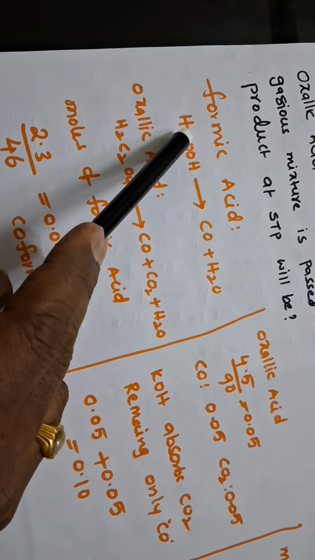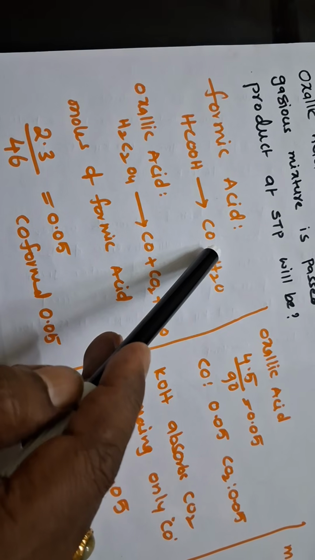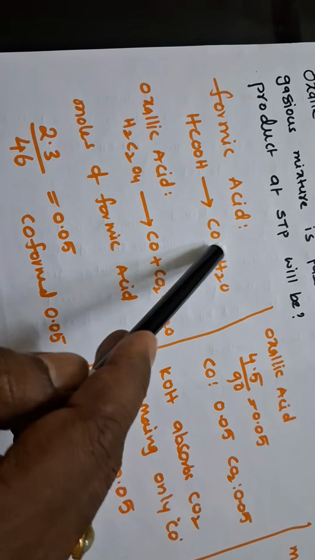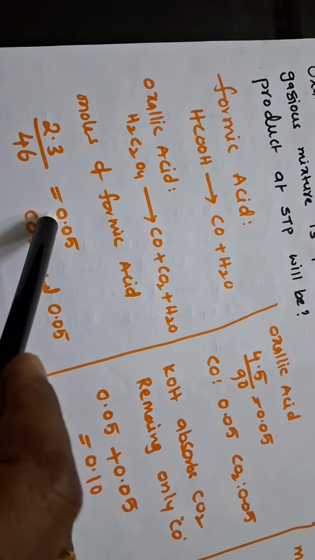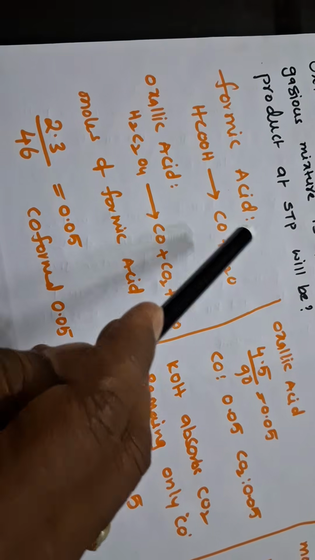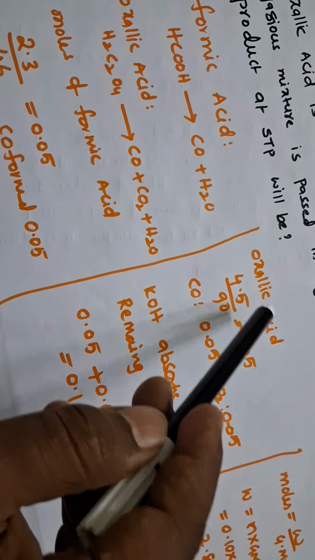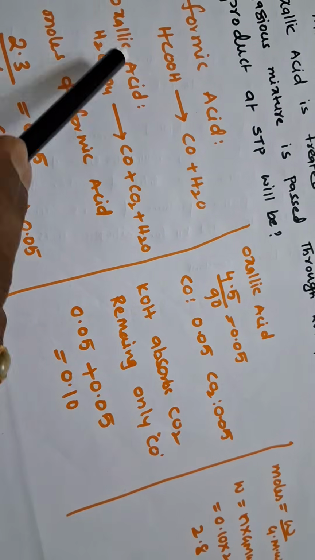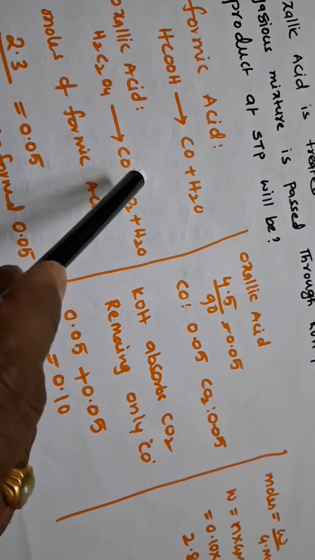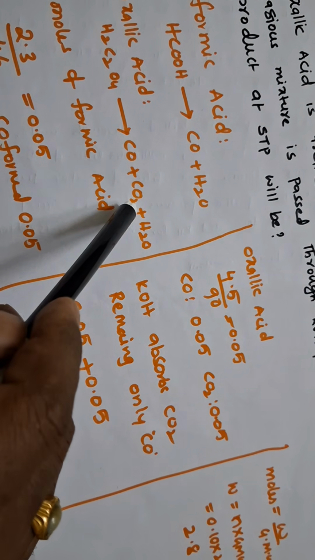So if you take 1 mole of formic acid, 1 mole of carbon monoxide will form according to this reaction. But here how many moles of formic acid is there? 0.05. Then how many moles of carbon monoxide will form? 0.05. Similarly, if you take oxalic acid, 1 mole of oxalic acid will release 1 mole of carbon monoxide and 1 mole of carbon dioxide.